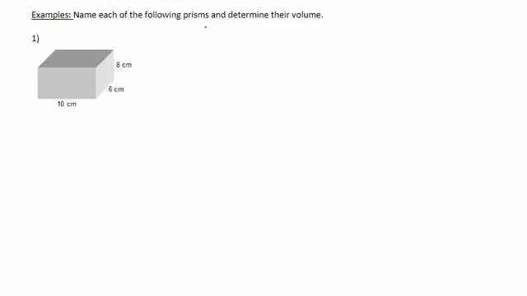So example 1, name each of the following prisms and determine their volume. So we know this is a prism because we have two identical faces, and one on the back here, that are identical and parallel to each other. So to determine what type of a prism it is, we need to look at the base. As you can see here, the base of the shape is a rectangle because none of these sides are the same. So we know it's a rectangle-based prism.